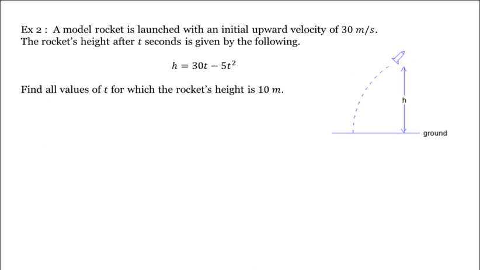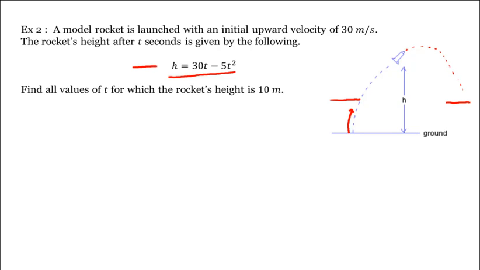A model rocket is launched with an initial upward velocity of 30 meters per second. The rocket's height after t seconds is given by this equation here. Find all values of t for which the rocket's height is 10 meters. So we're launching this rocket from the ground, and we want to know the time at which its height is 10 meters. But then it's going to come back down, and we want to know the other time at which its height from the ground is 10 meters.